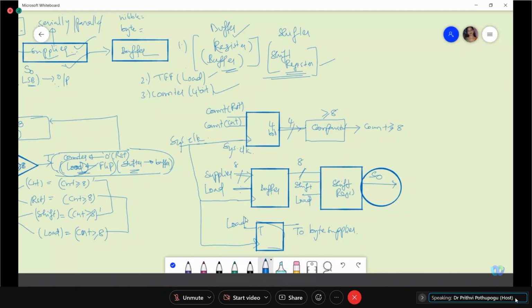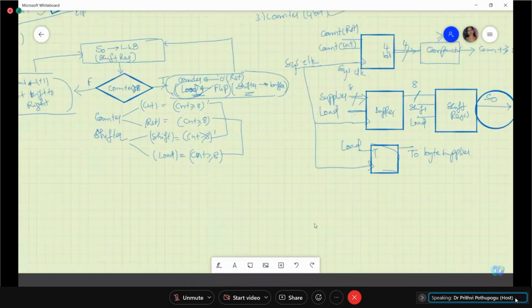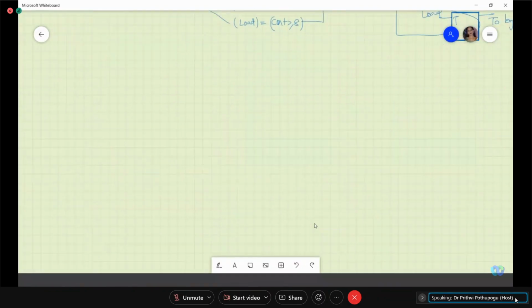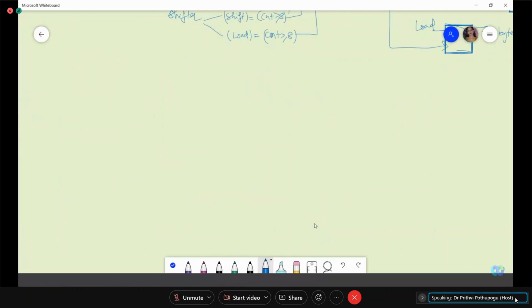Taken the complete design. One is buffer, shifter, your count, comparing. When the count is complete, it will be issuing this load signal to the byte supply. Yes, finished. For the same element, we can extend that for the serial to parallel operation.